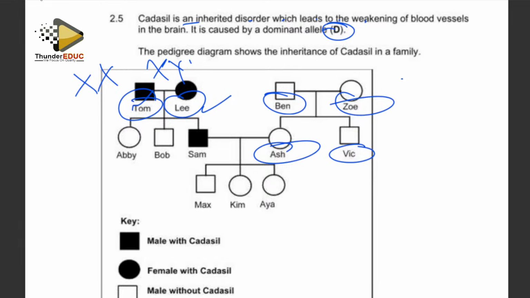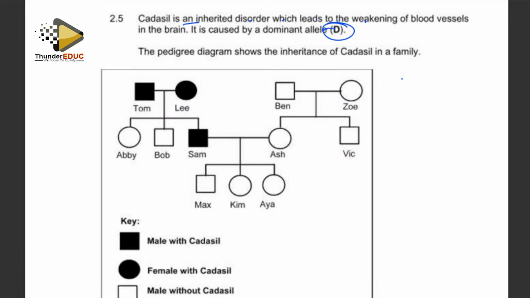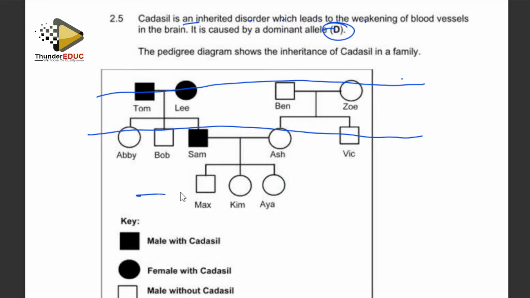Someone is saying that they don't know how to count the generations. Okay, let me ask the same question here. How many generations are shown here? This is the first generation. Just draw a line. Second generation. This is the third generation. So those are 3 generations. We continue to the next question.